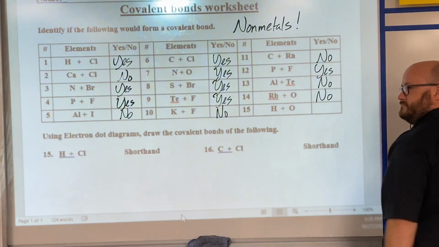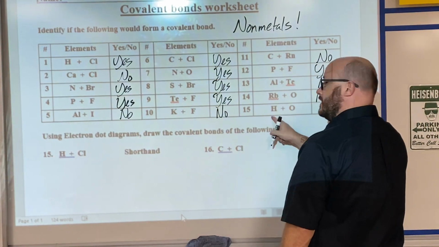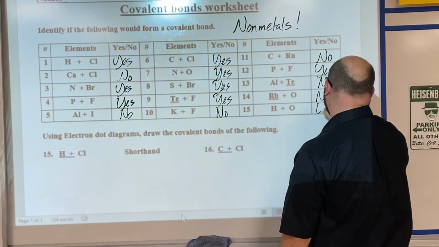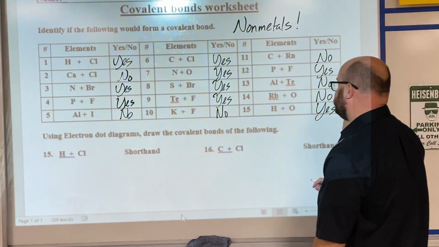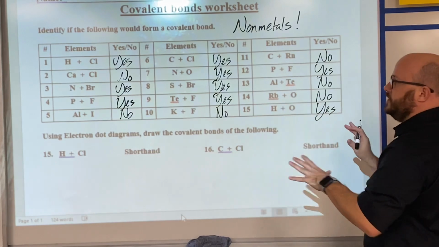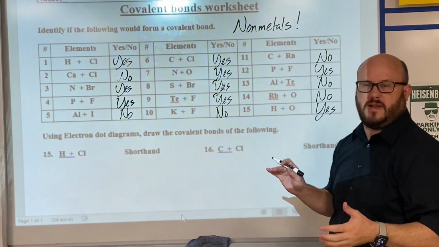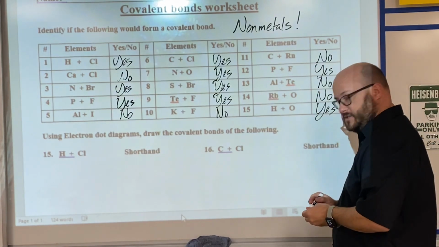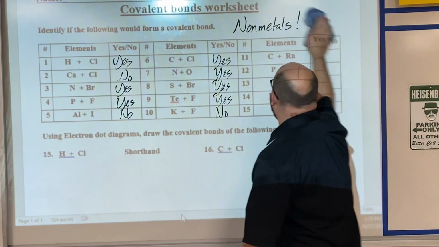Hydrogen and oxygen, obviously 99% of our bodies are made of these two elements in the form of a covalent bond called water. So make sure you can look at elements and tell, okay, it's going to form a bond or it won't form a bond covalently. Now let's look at the Lewis dot structures to further this explanation.